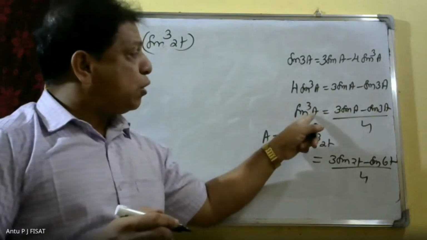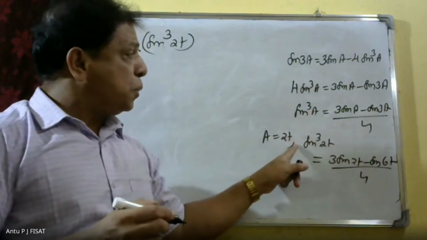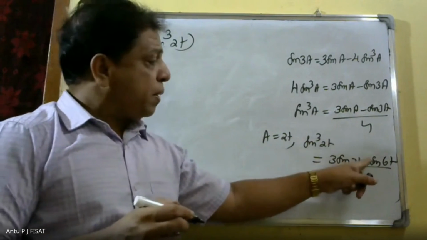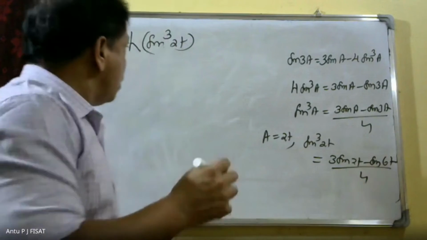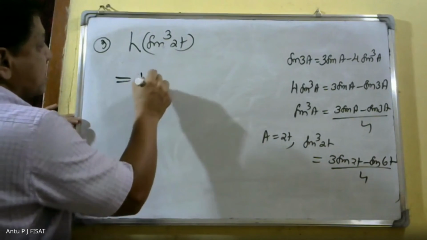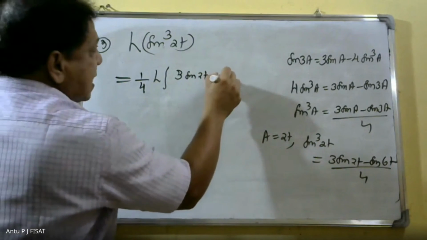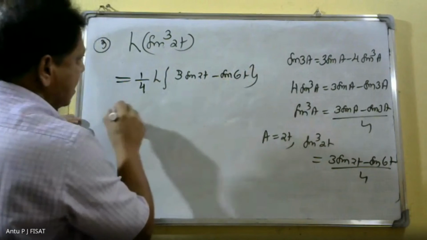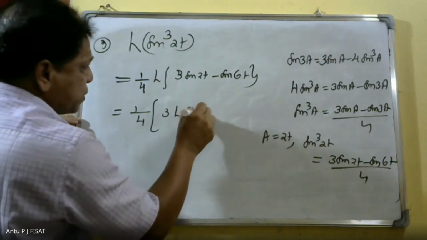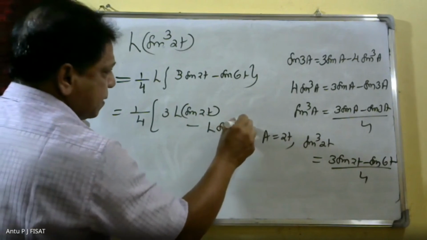In this formula, sin cubed a is equal to (3 sin a minus sin 3a) by 4. We take a equal to 2t. Therefore, sin cubed 2t is equal to (3 sin 2t minus sin 6t) by 4. Therefore, we can apply here 1 by 4 Laplace transform of (3 sin 2t minus sin 6t). That is 1 by 4 into (3 into Laplace transform of sin 2t minus Laplace transform of sin 6t).